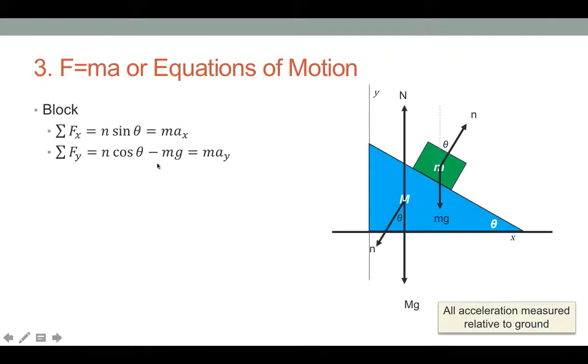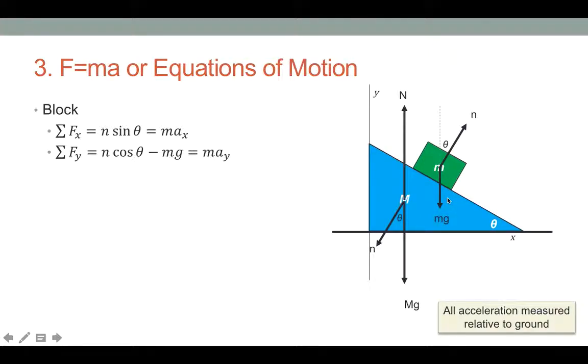Okay, for the block, we just need to read the forces straight off from the free body diagram. The only horizontal force we have is one of the components of the normal force, which will be n times the sine of theta, because that'll be this force right here. That equals the mass of the block times its acceleration in the x direction. Now here we'll also be accelerating in the y direction in response to gravity pushing down and a component of the normal force pushing up. So it'll be n cosine theta minus the weight, mg, equals m times a sub y. And that'll be for the block.